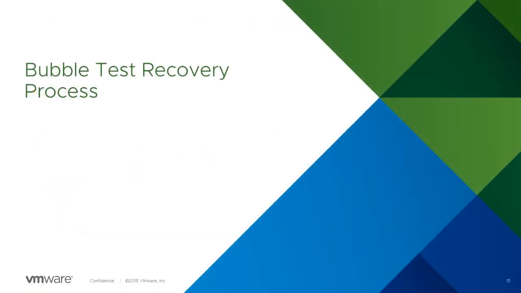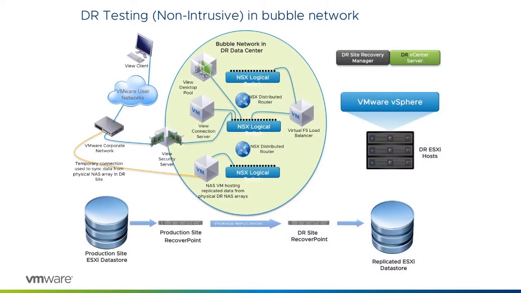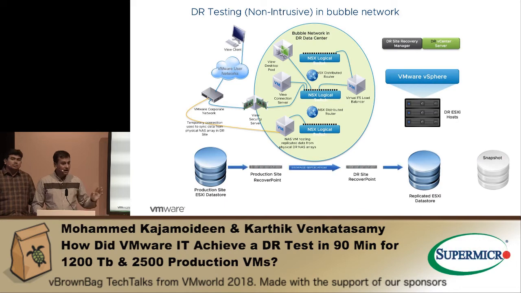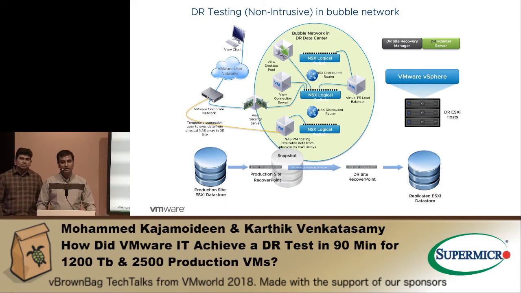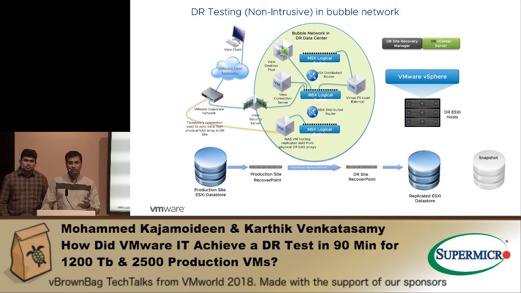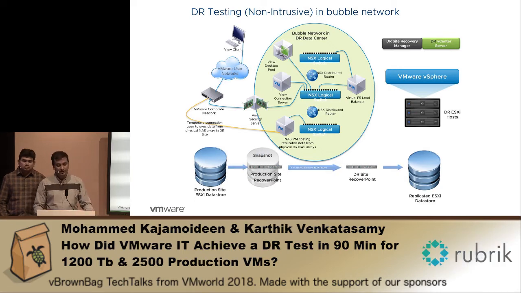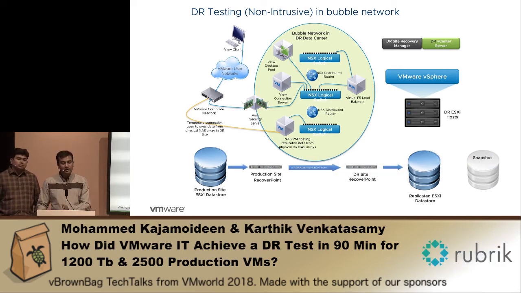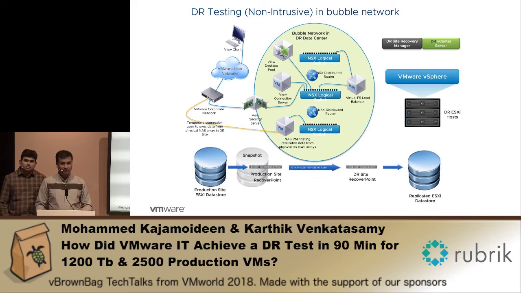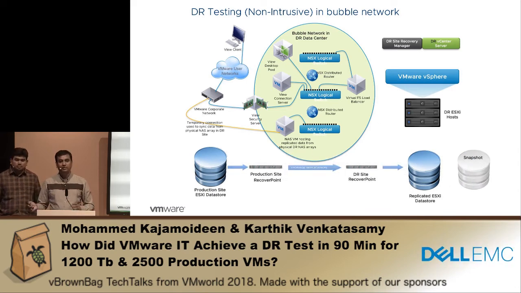Let me explain the overall bubble test recovery process. As we discussed, we created multiple networks, NSX logical switches, inside the bubble, and these are mapped as test networks in SRM. Along with that, we have deployed View components inside the bubble for user access and validation. Additionally, we deployed a virtual F5 load balancer and NAS VMs. These are physical appliances in the production environment, but here we are using virtual appliances.